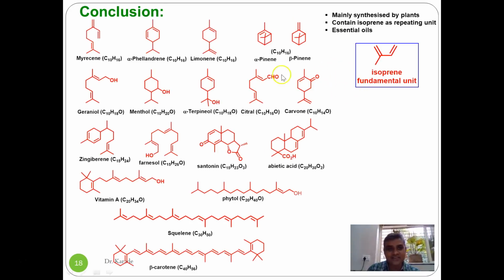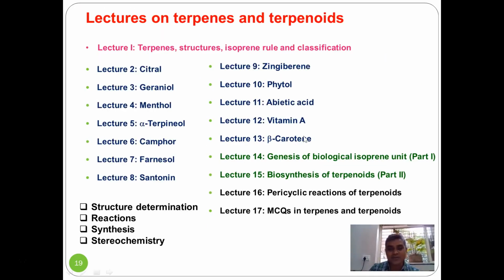So this is the last slide, and we will make a final conclusion about what we have learned in this lecture. From all this structure, it is very clear that terpenes and terpenoids are natural products. They are synthesized by plants. These naturally occurring compounds contain isoprene as a repeating unit. The number of carbon atoms is a multiple of 5. They contain isoprene, and isoprene is joined by head to tail linkage, and as far as their utility is concerned, they are used as essential oils. So this is all about the basic introduction and basic terminologies involved in terpenes and terpenoids.